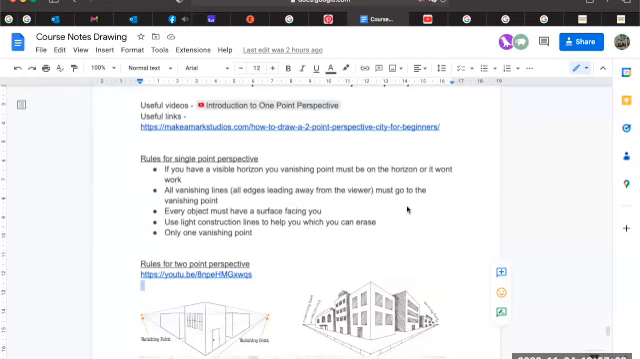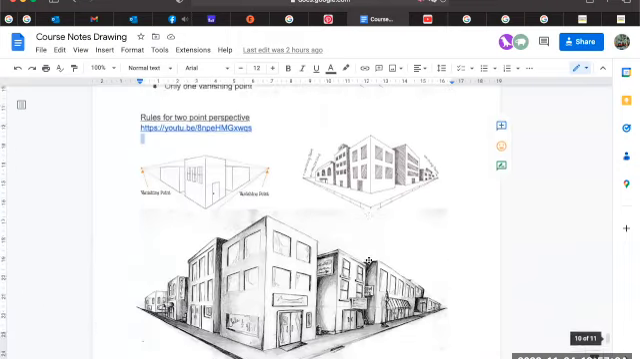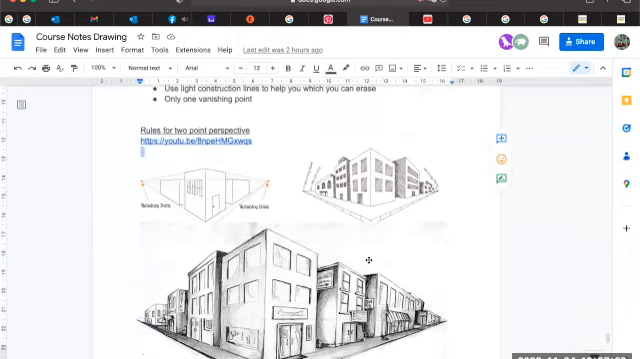Every object must have the surface facing you as well, if you're going to have 1 point perspective. So again, if you're looking at a building face on, see if I've got an example of this. I don't have any. Yeah, you're drawing one.